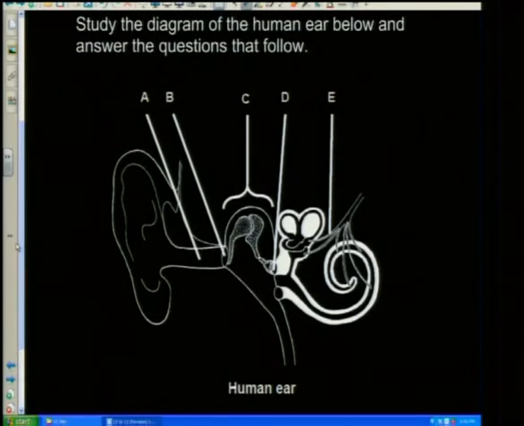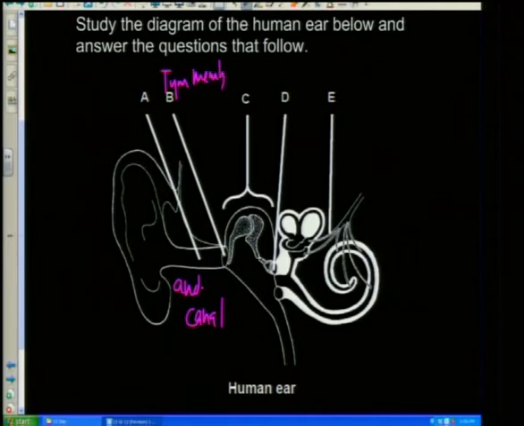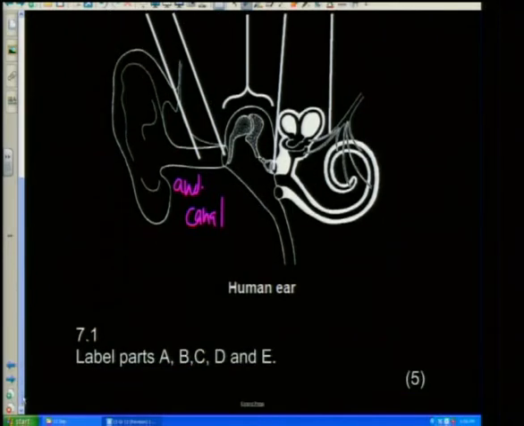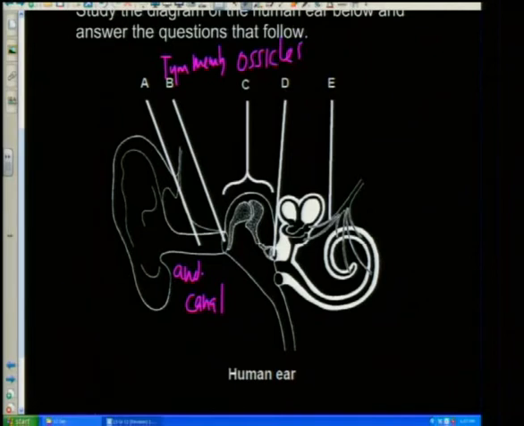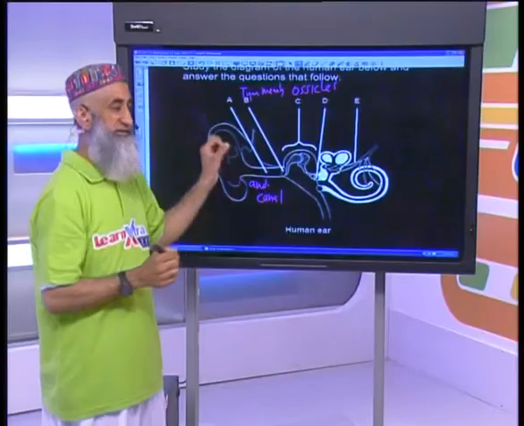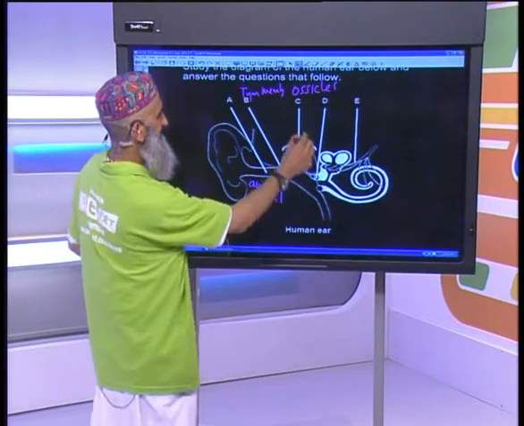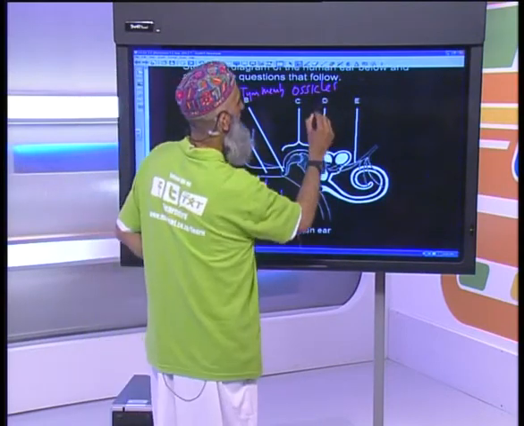A, auditory canal. B, tympanic membrane. What was next? C, D, and E, right? All of them, this one here, all together they call the ossicles. You cannot write hammer or anvil or stirrup because they've given you a bracket over all three. Together they are called the ossicles, the tiny bones in the middle ear. D, there is the oval window.